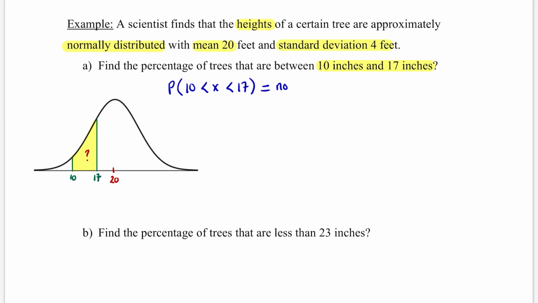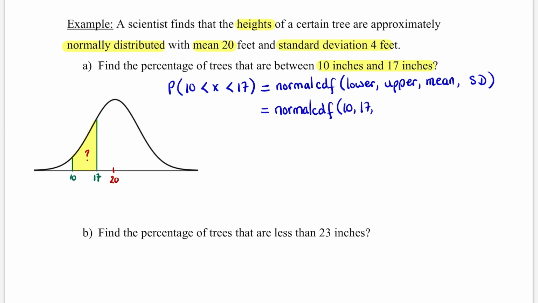I'll use normal CDF, lower bound, upper bound, mean, and standard deviation. In this region, my lower bound is 10 and my upper bound is 17. Mean is 20 and standard deviation is 4. And I'll just put this in my calculator.